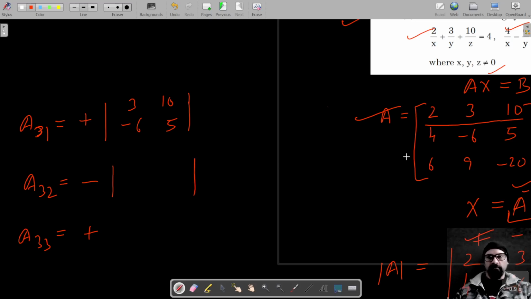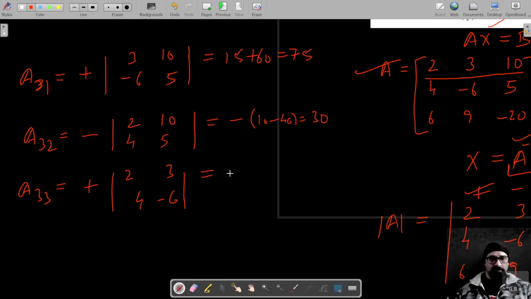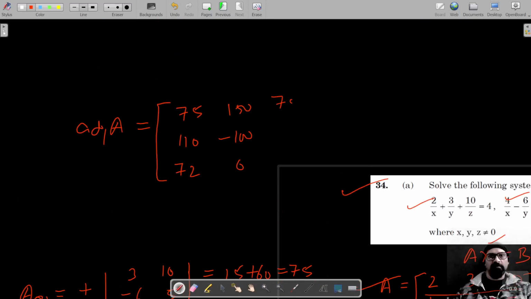So it's 3, 2, 2, 10, 4, and 5, 3, 3. 3, 3 is 2, 3, 4, and negative 6. So this is equal to 15 plus 60 is equal to 75. Negative 10 minus 40 is equal to 30. This is now negative 12. Negative 12 is equal to negative 24. 75, 30. So this is 75, 30, and negative 24.